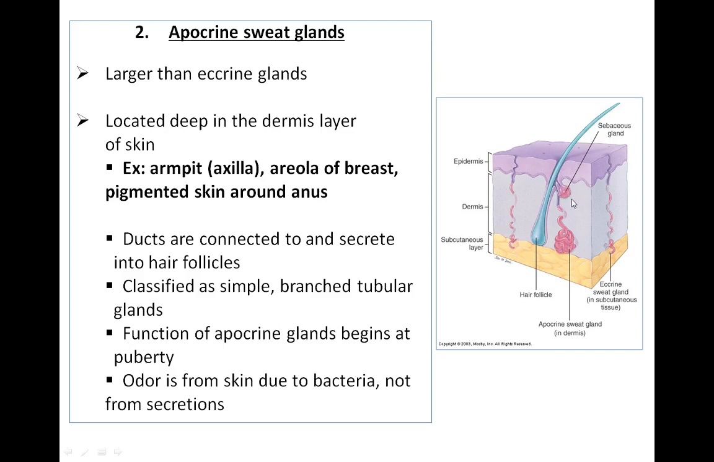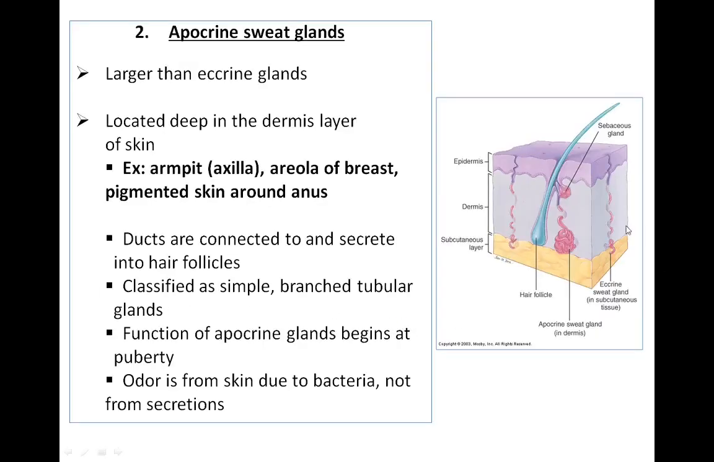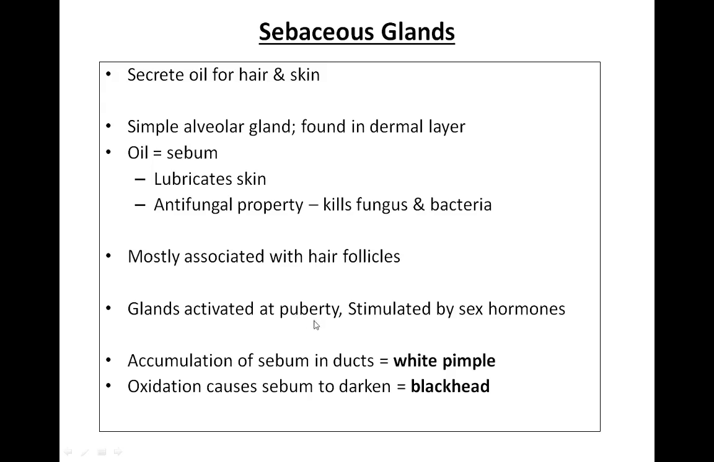Ultimately it will swell up, and this swelling causes acne, which is more prominent during puberty because of the hormonal cause. So sebaceous glands secrete the oil for hair and skin. They are simple alveolar glands found in the dermal layer. The oil is called sebum, which lubricates the skin, and it also has antifungal property, which kills fungus as well as bacteria. They are mostly associated with hair follicles, as I have said already.